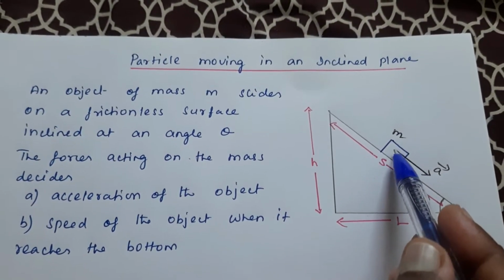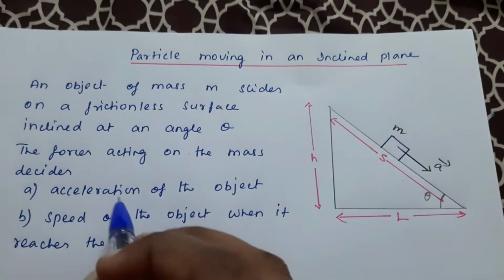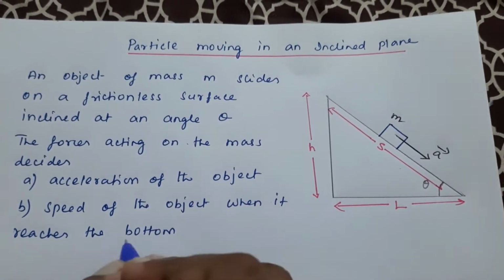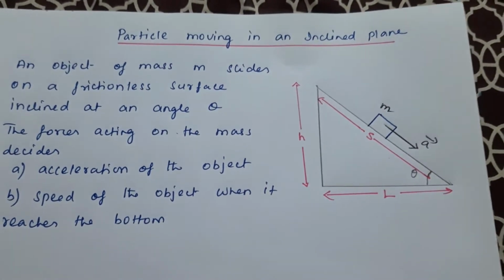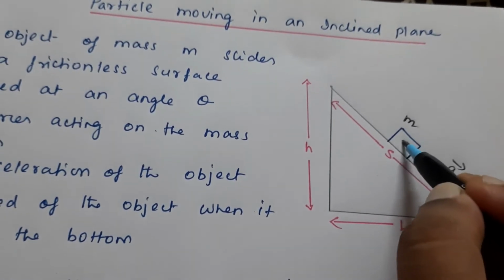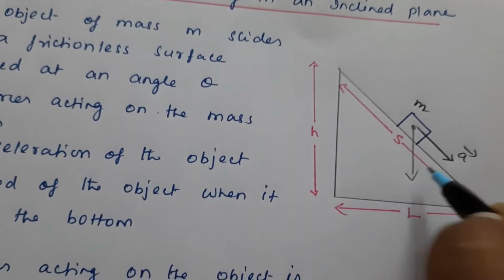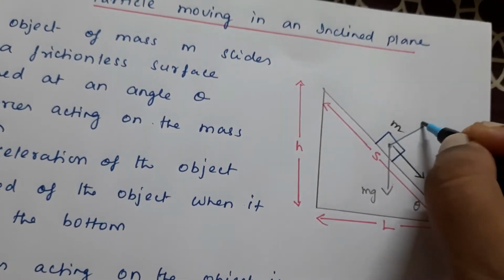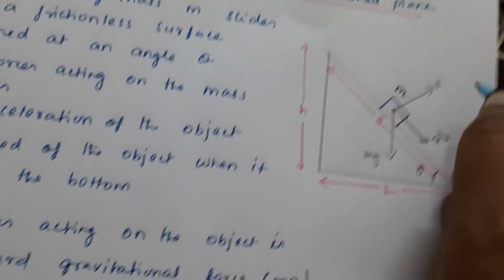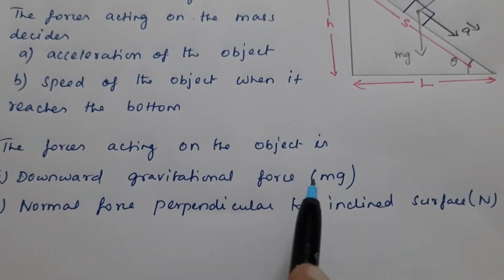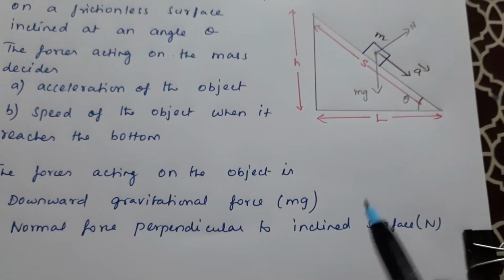Now the forces acting on this mass will give you two things. One is the acceleration of the object and another one is the speed of the object when it reaches the bottom. Now there are two forces acting on the object. One is the downward gravitational force, which will act like this. And another one is the normal force, which will be acting like this. So the forces acting on the object are the downward gravitational force mg and the normal force, which is perpendicular to that of the inclined plane.